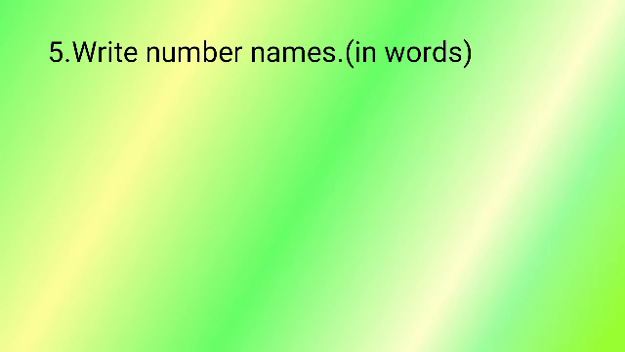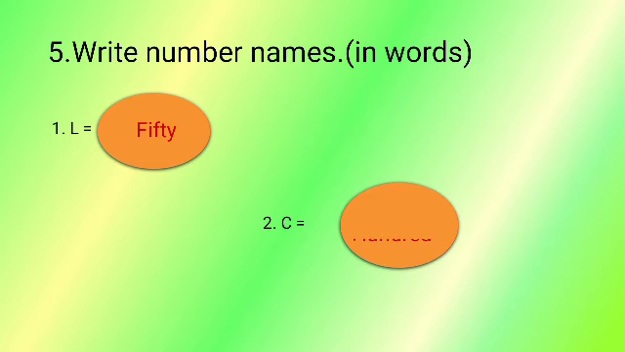Write the number name in words. L. This is a Roman numeral and you have to write it in terms of words. Earlier we saw that there are 7 basic symbols for Roman numerals. In that, L is one of the Roman numeral symbols. So L means 50. C stands for, or C is equal to, 100. Next question, M. M equals 1000.